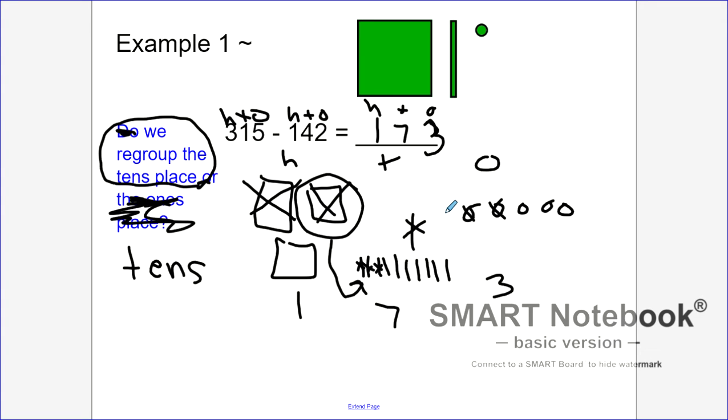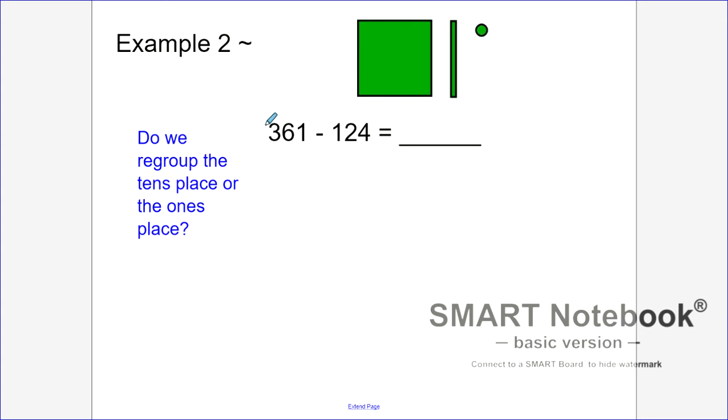All right, one more example to go, and remember, we're thinking about whether we're going to regroup in the tens place or the ones place. Look at those digits to figure it out. The second example is 361 minus 124. Do we regroup the tens place or the ones place?